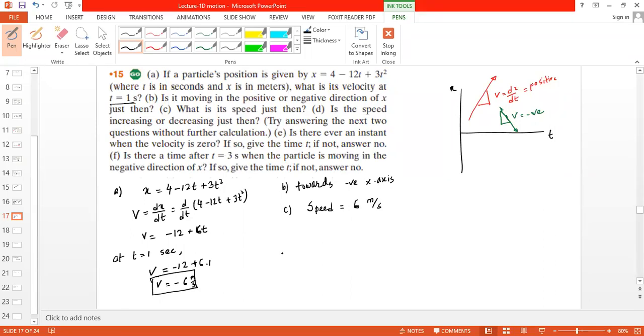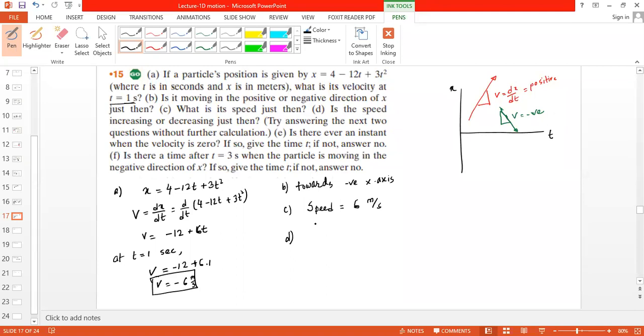And then you have to tell, okay, is the speed increasing or decreasing just then? Whether the speed is increasing or decreasing. Speed is decreasing. Negative means decreasing. Okay. And this kind of thing.